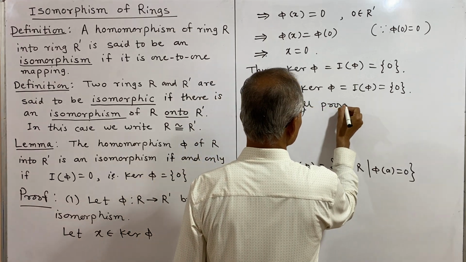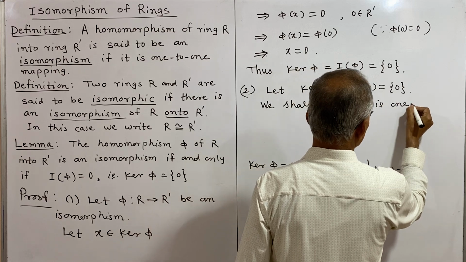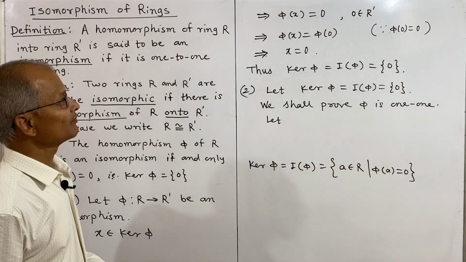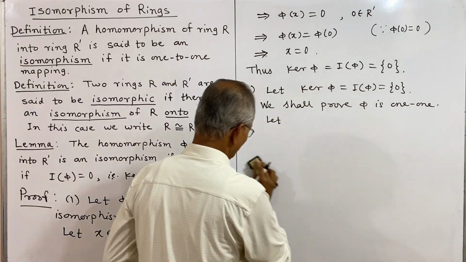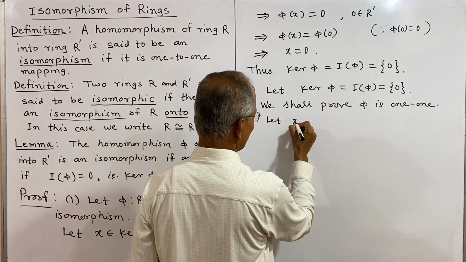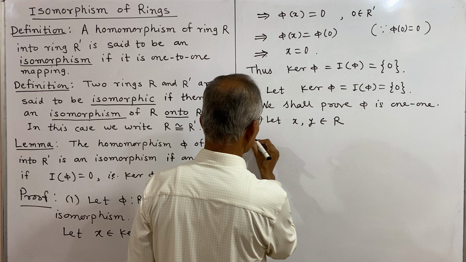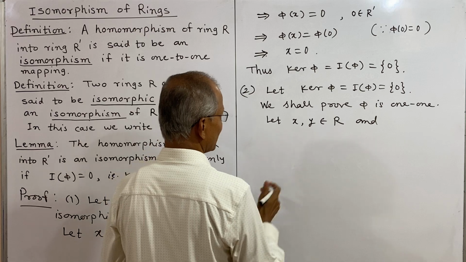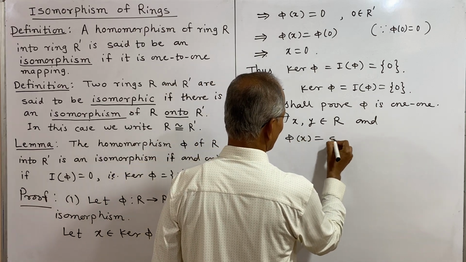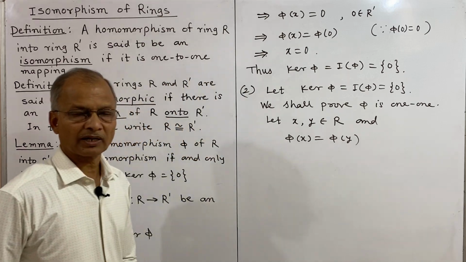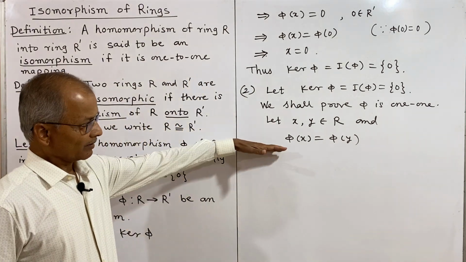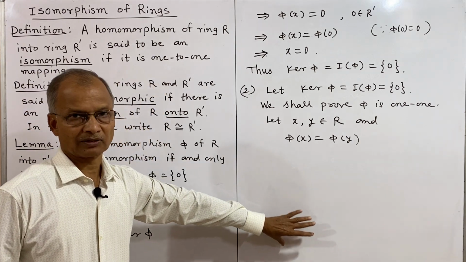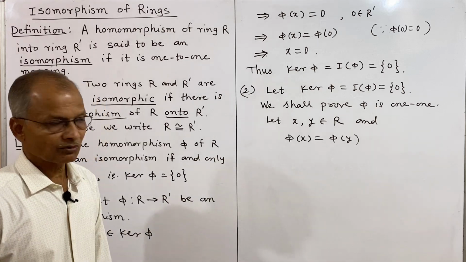We shall prove phi is 1 1, and for that, to prove 1 1, we shall have to prove the property considering two elements. Let x, y belong to R, and let phi of x be equal to phi of y. We need to prove that x is equal to y. That is the definition for 1 to 1 mapping. If their images are equal, then their inverse images are equal. That is the condition for 1 to 1 mapping.